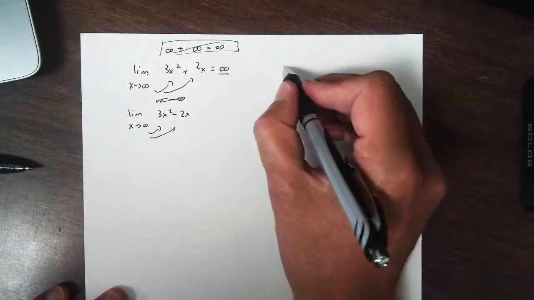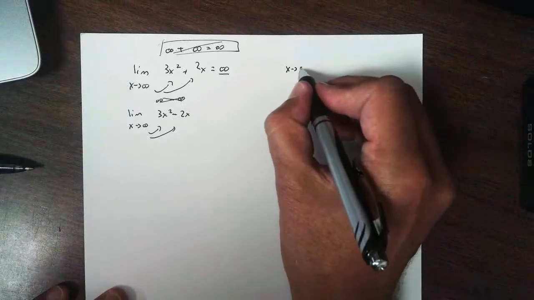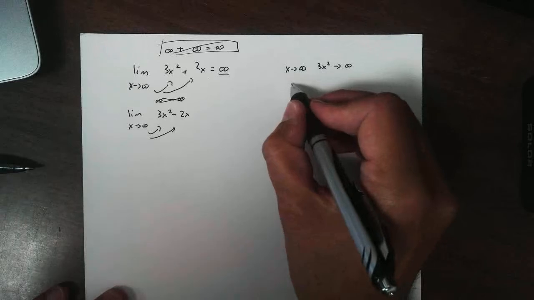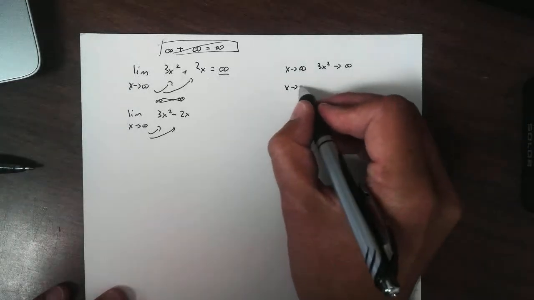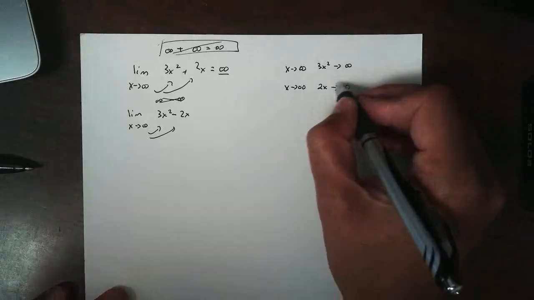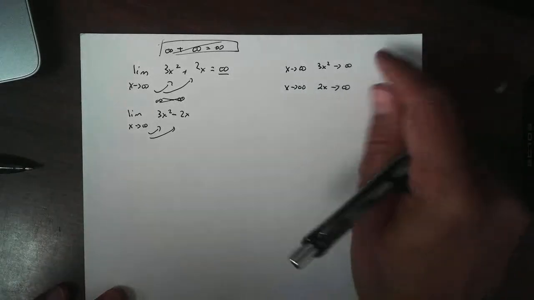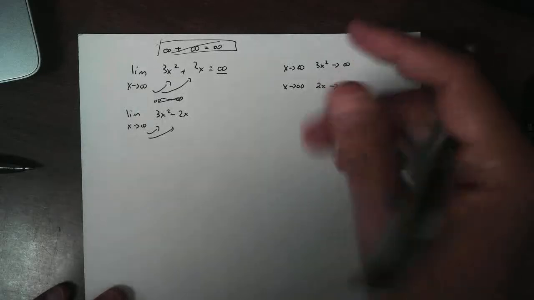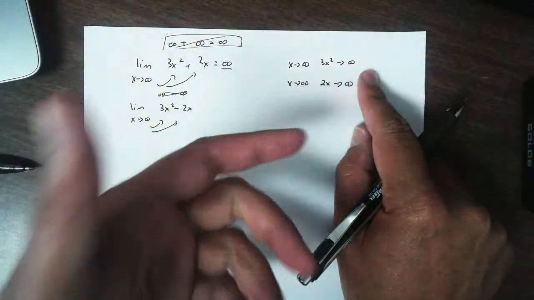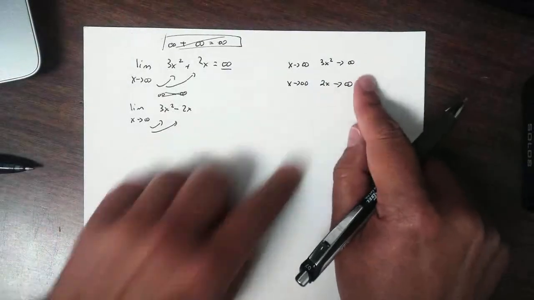And the problem is, as x goes to infinity, we know 3x squared also goes to infinity. If x goes to infinity, we also know that 2x goes to infinity. So that's our issue. They're both infinities. But remember, infinity is a thought. It's not really a number. It's just an idea. So we really don't like to mess too much with infinity.